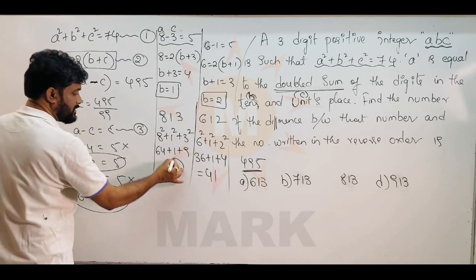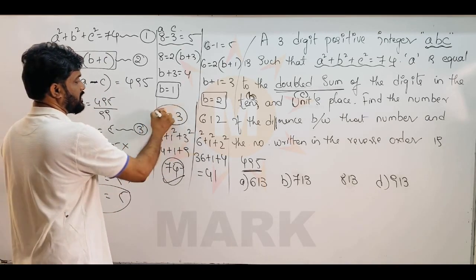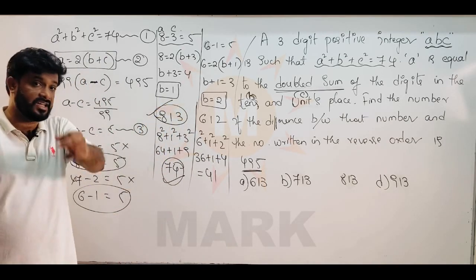So this is not satisfying our condition called 74. So 813 is the correct number. 813 is the number which is satisfying all the conditions.